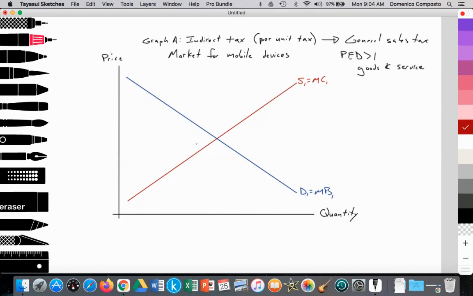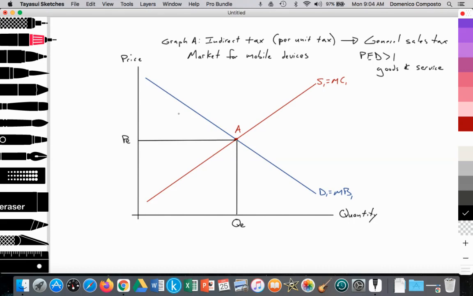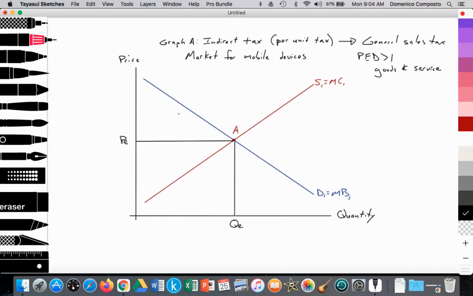So we have the equilibrium set right here at point A that provides the equilibrium price, which we'll label PE, or price at equilibrium, and we have the equilibrium quantity at QE, or quantity equilibrium. So this is the free market level of output at this particular free market price. We can see that the consumer and producer surplus are maximized, so we can just highlight that. We've seen this before.